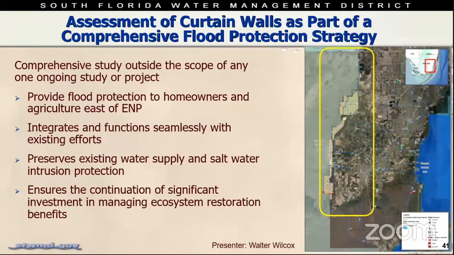And so obviously, as we do that, we have to be judicious and careful in how we design these features. And so we always keep an eye on the impacts or potential benefits to water supply and in particular avoiding saltwater intrusion and in providing flows that will continue in the groundwater over toward Biscayne Bay. So if you move on to the next slide.